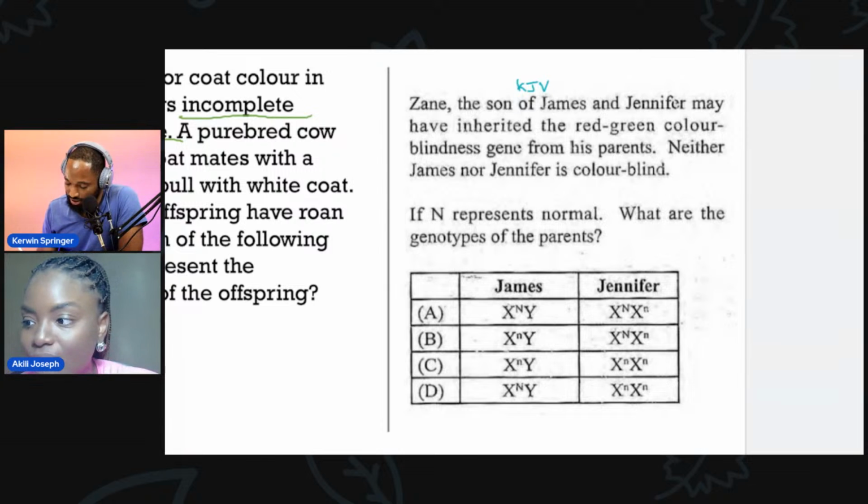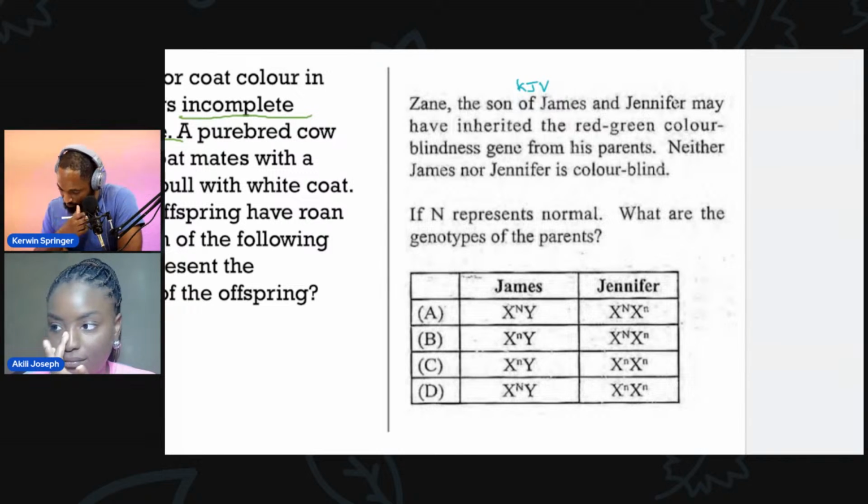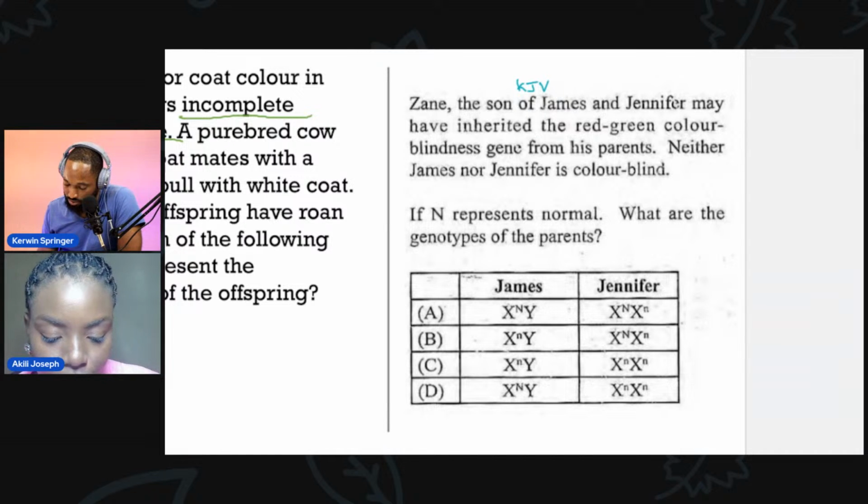Neither James nor Jennifer is colorblind. So both of them are not colorblind, but they have inherited the red-green color blindness gene, though they're not colorblind. So what are the genotypes of the parents?